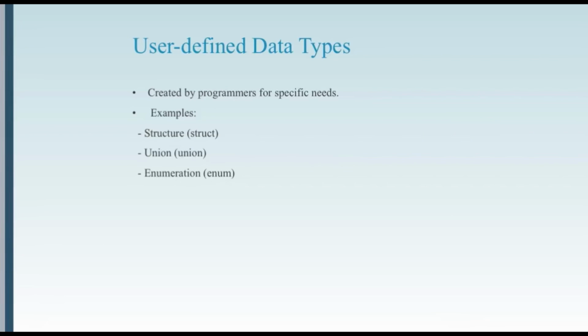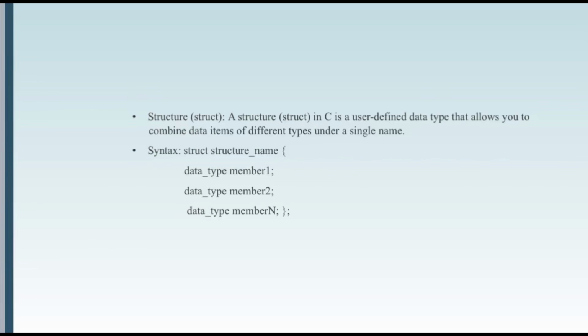The third category of data type is user-defined data types. It is created by programmers for specific needs. For example, structure, union, and enumeration. In structure, we can write struct in short. A structure in C is a user-defined data type that allows us to combine data items of different types under a single name.